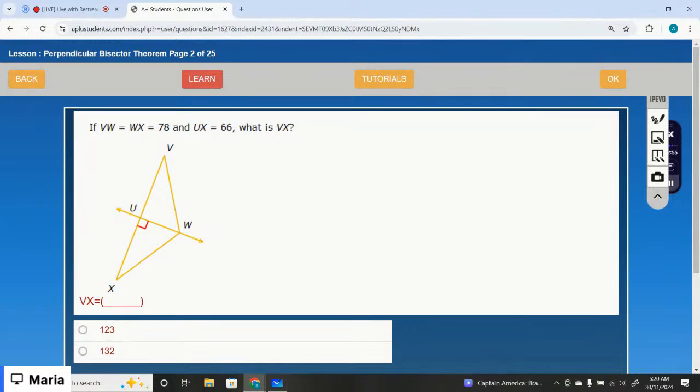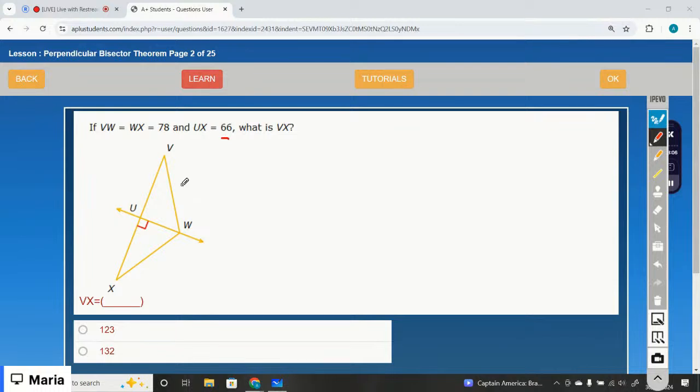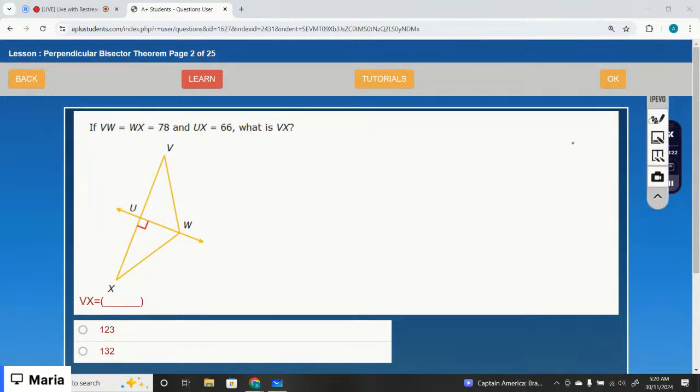If VW and WX equals 78 and UX equals 66, what is VX? So if UX equals 66, then UV is also 66, right? And then VX equals 2 times 66, that is 132. Option number 2 is the correct option, that is 132.